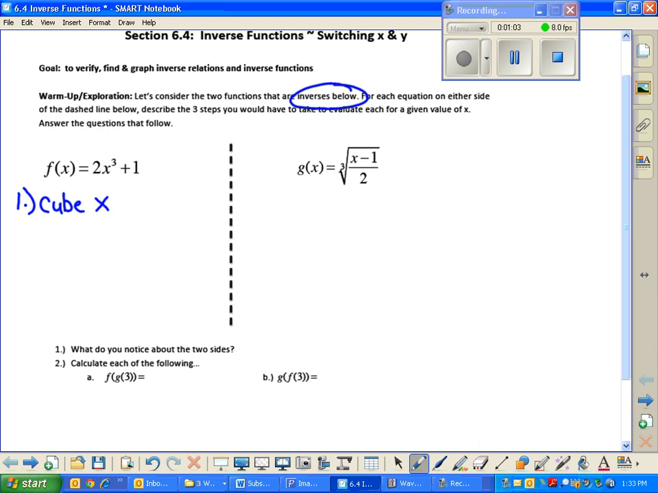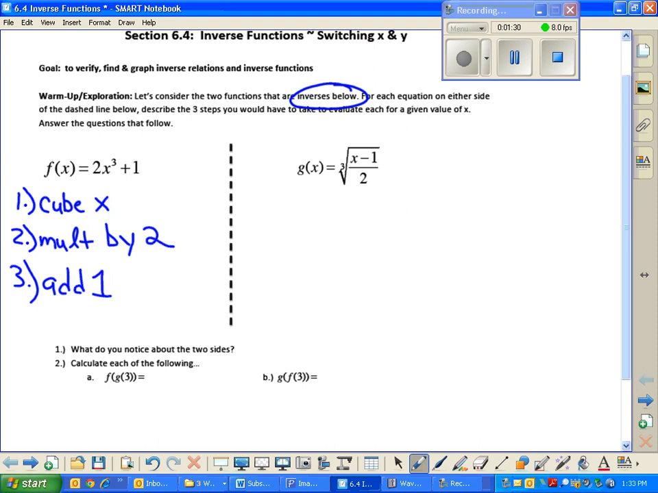What would you have to do next? Yeah, so step 2 would require us multiplying by, oh, that's kind of confusing. I'll just write the word. Let's multiply by 2. And the last step, what would I have to do then to evaluate this function? Emily, add 1.